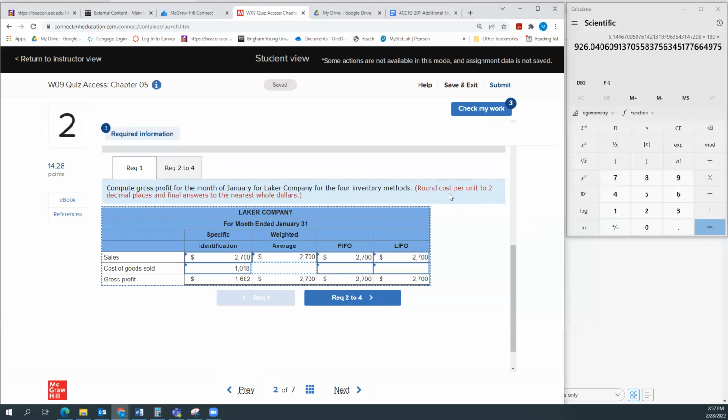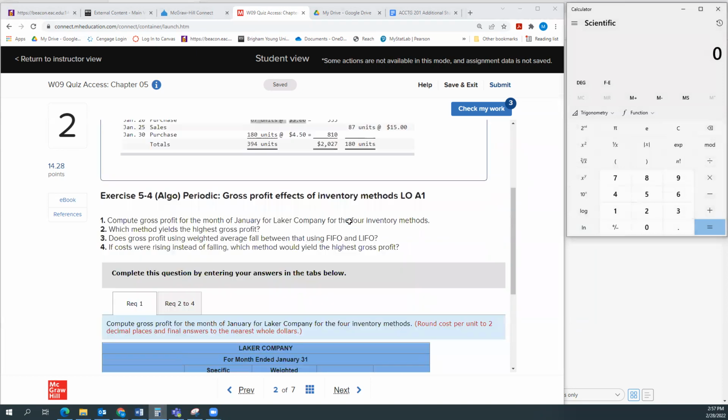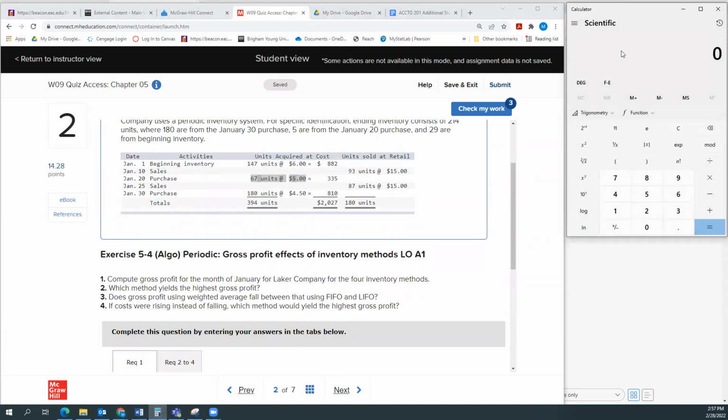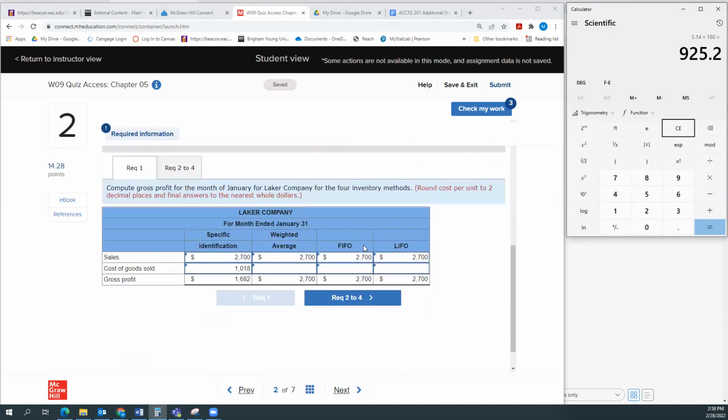Let's see, it says round the cost per unit to two decimal places. So I better double check my rounding, right? So again, to find my average cost per unit, I'll take the total cost of the units, 2027, and divide it by the total number of units, 394. That gives me $5.14. So then I'm going to take 5.14 times 180 units. I get 925.20. And I think it tells me here to round to the nearest whole dollar. So we're just going to go $925.